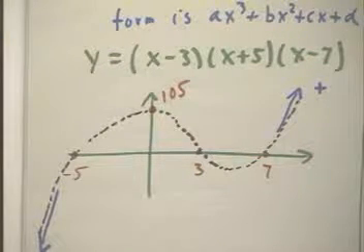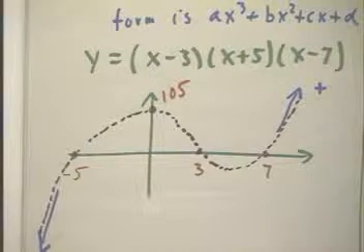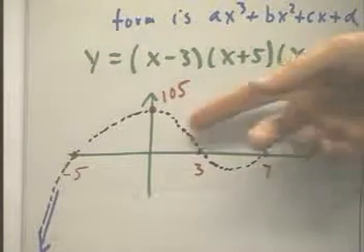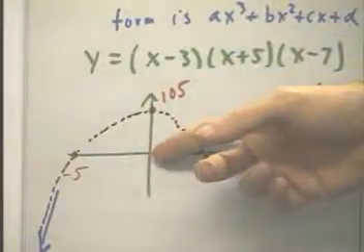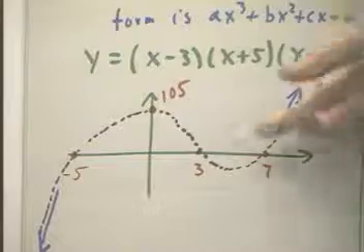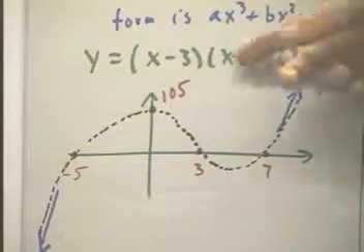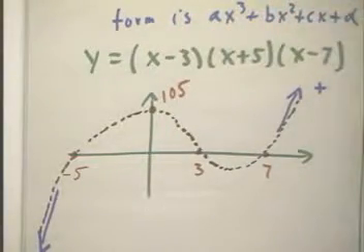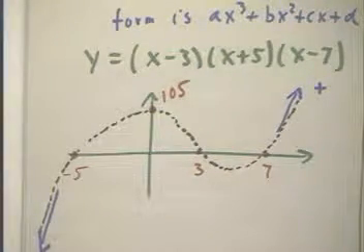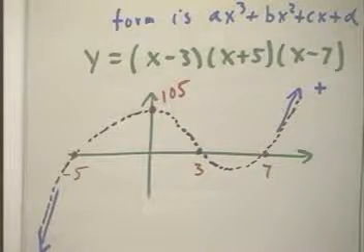Another point that we always try to find on a graph, or almost always, is the y-intercept. That's usually very easy if there is a y-intercept. And the y-intercept, of course, occurs when x equals 0. We're at the 0 point of the x-axis when we're on the y-axis. And we plug in 0 here, and we're going to end up with negative 3 times 5 times negative 7, which is 105.